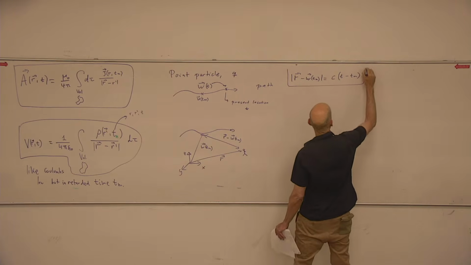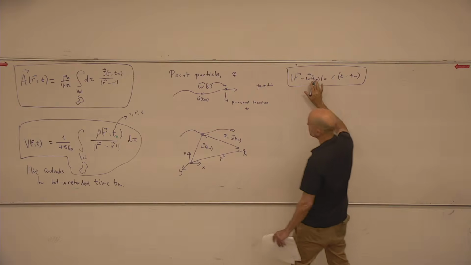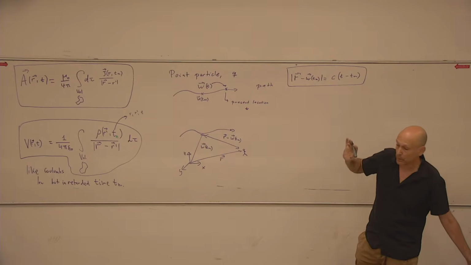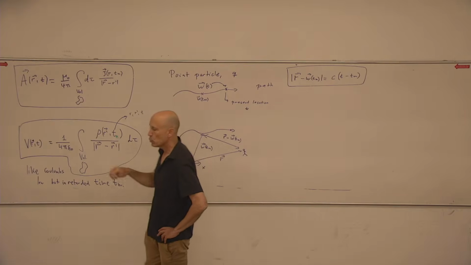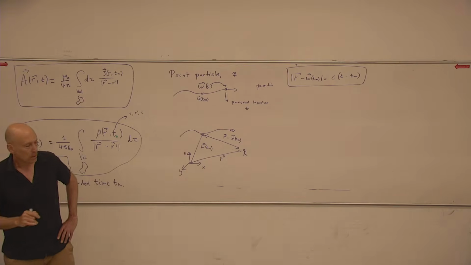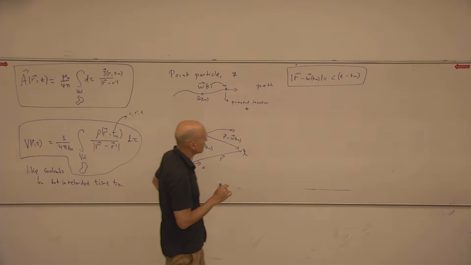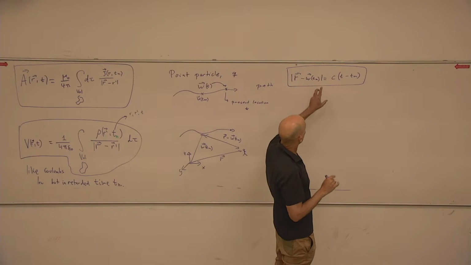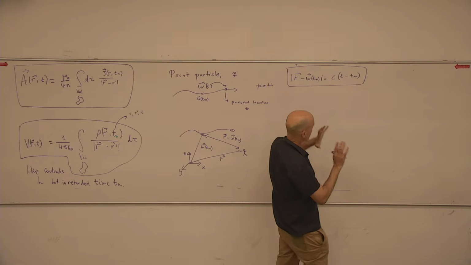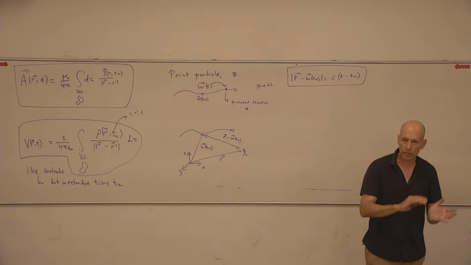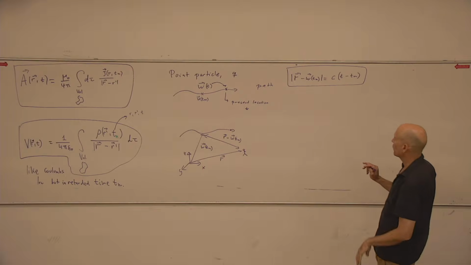So what is happening here? I didn't specify the path, so you can have many different paths. But if you specify the path, the claim is that there is one position in space that will satisfy this equation, and actually two times. But one of them is going to be the advanced time, one is the retarded time, and we're going to throw away one of them.